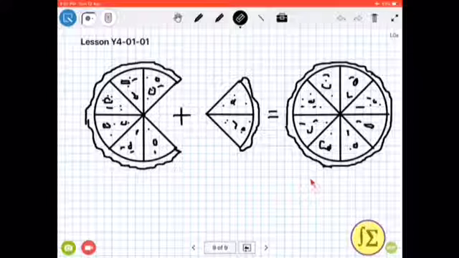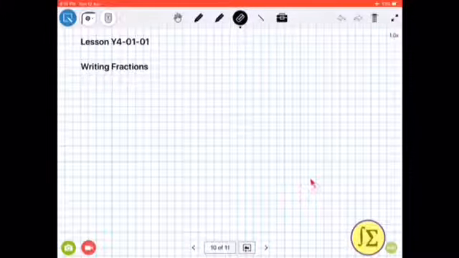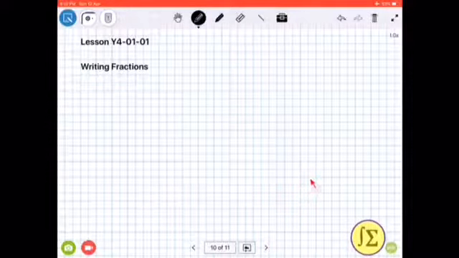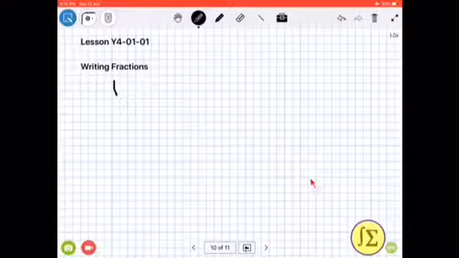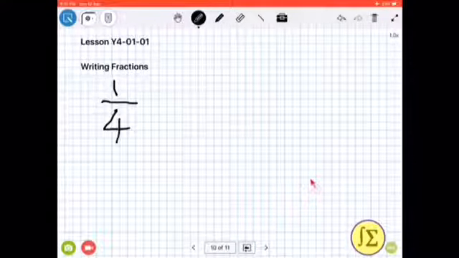Next, now that we have a good understanding of fractions, we'll go to the next part of the lesson, which is how do we write fractions. Okay, writing fractions. We write fractions like this. You have a number on top, let's say 1, and you put a line under it, and then there's another number below it. We pronounce it like this: 1/4, or quarter in this case.